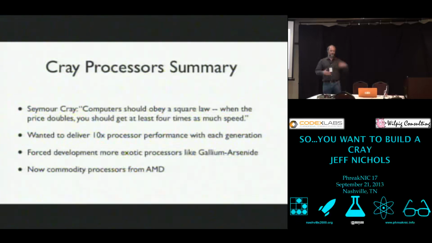Now the processors are AMD Opteron, 16 core. They're big. Not a lot of us probably have them, but we could go get them if we wanted to. So they are a commodity.